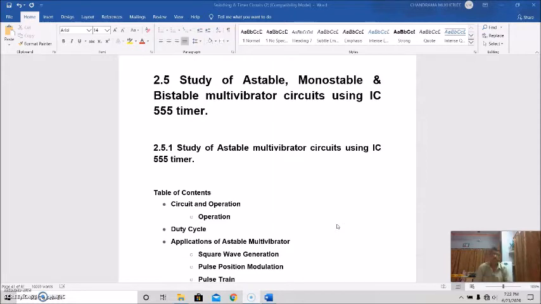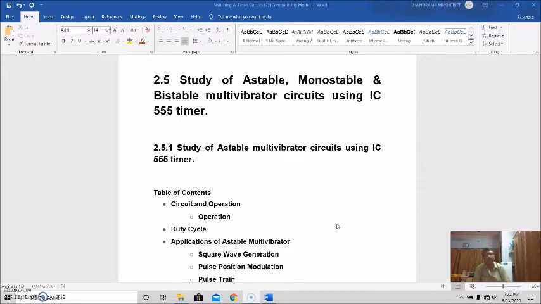So in our last class of power electronics and drives, we discussed the 555 timer IC, its pin configuration, its basics, its timing circuits, and its working principle. So today we'll start with how the 555 timer can be used as an astable, monostable and bistable multivibrator circuit.